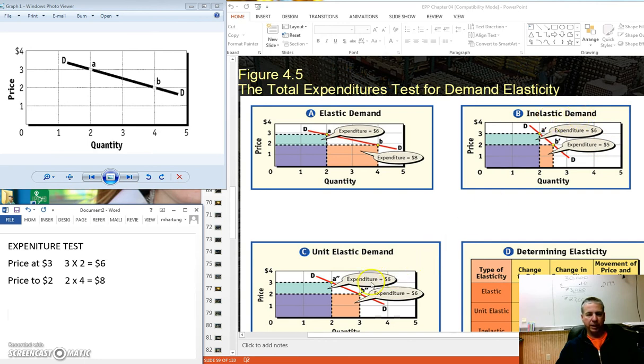Now, a unit elastic demand, you see here that the slope of this curve is somewhere in between the steepness of elastic and inelastic. And so when you do this expenditures test, you'll see that 3 times 2 equals $6. And here you drop the price by $1. 2 times 3 equals 6. So they're equal. So it's a proportional change in the overall expenditures, and we call that unit elastic. The price change had essentially no effect on the total expenditures or the response from consumers for this particular product.